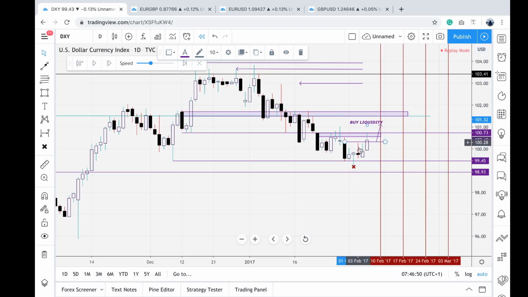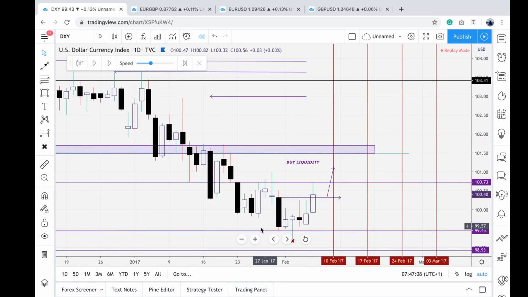So if we're in a very deep discount market and want to look for more sells until we break out of this range, we can look for buys to premium level before we see price sell off once more. So I would favor more upside than the downside. So we met our first target on DXY.